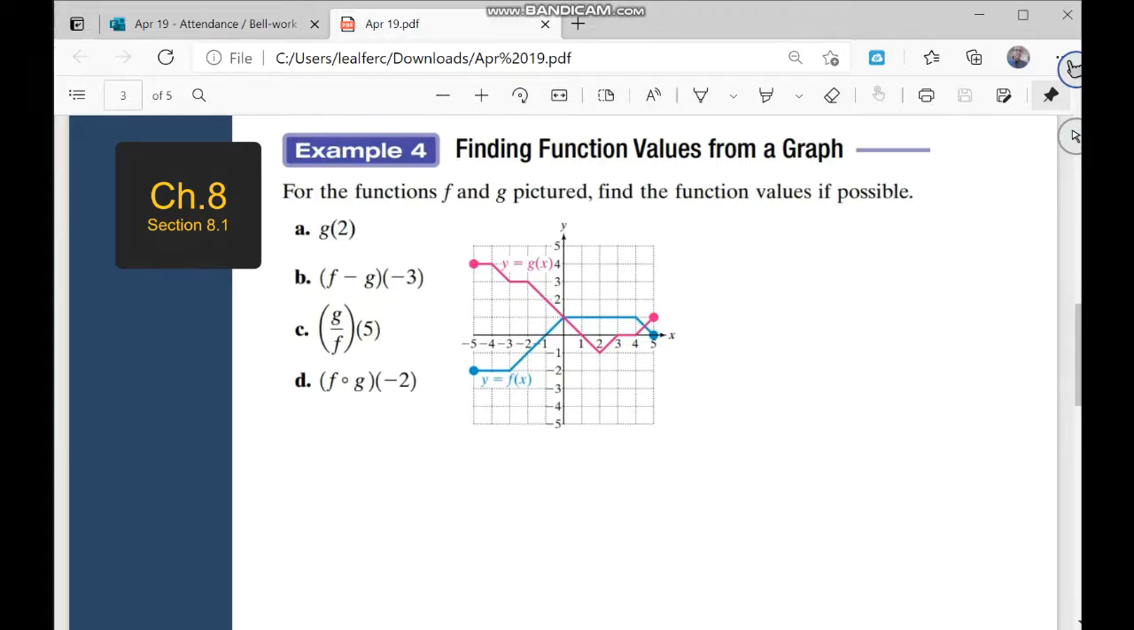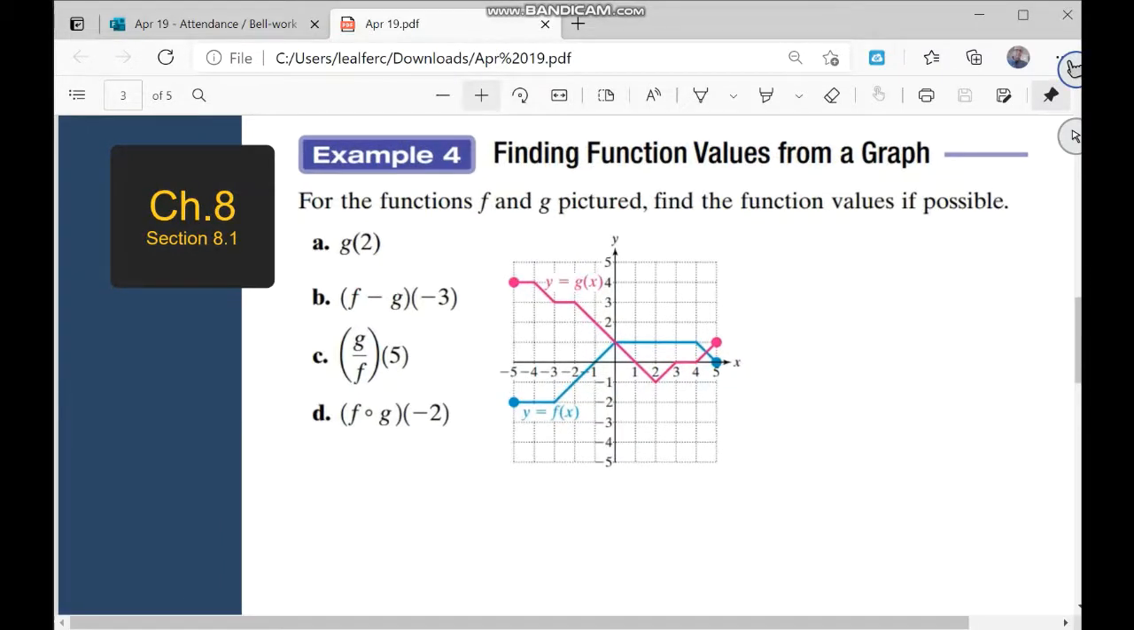For the functions f and g pictured, find the function values if possible. And we have the graph. Look, let me zoom in a little bit. The pink line, the pink graph, is the function G or F for the pink. And the blue graph is the function F or G.